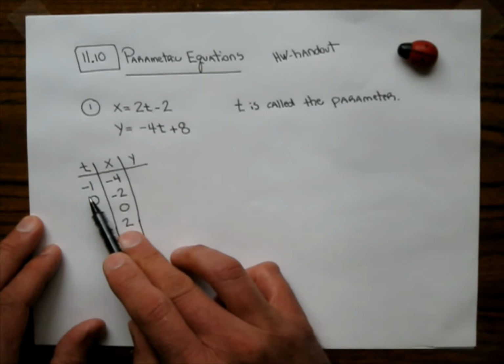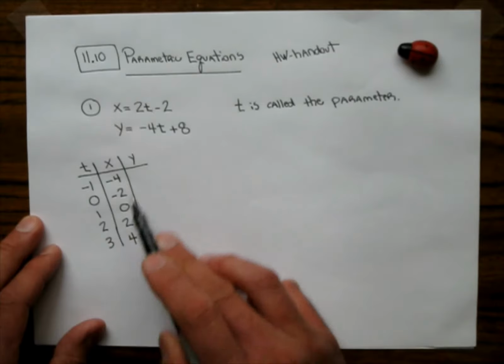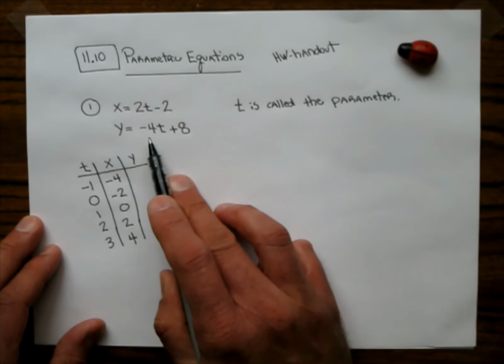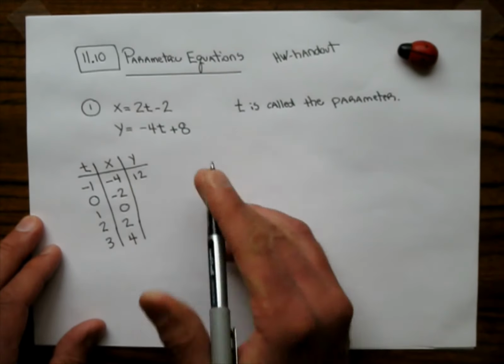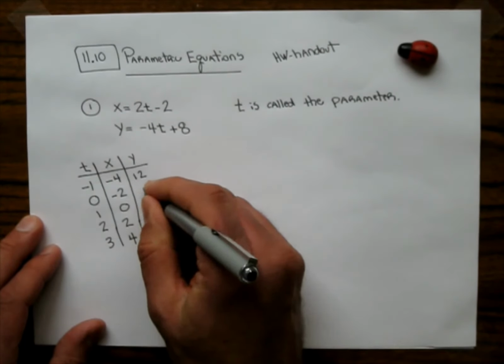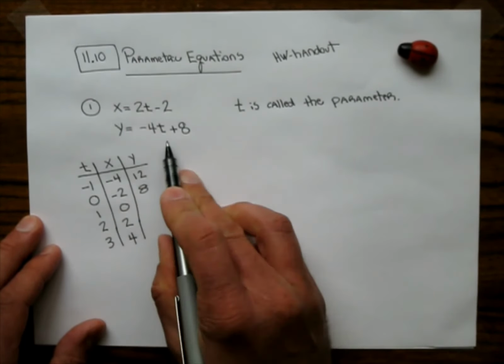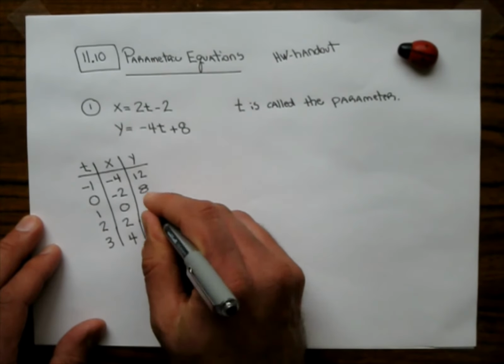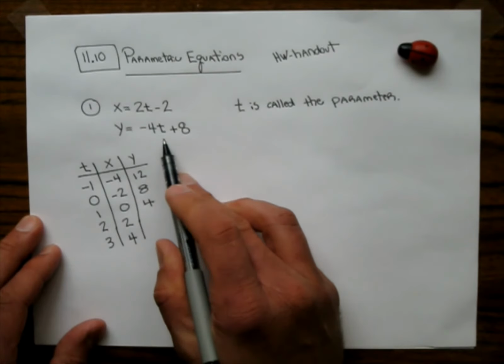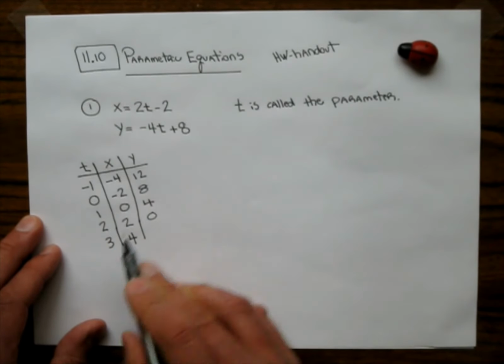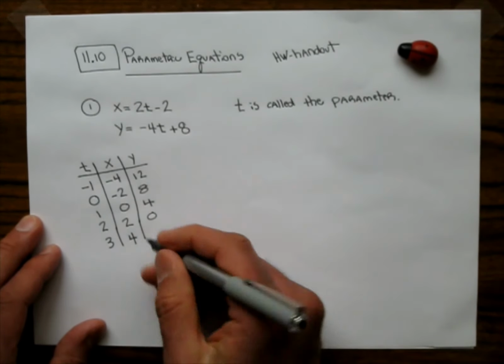So now I'm going to let t equal -1 and all those values in the y equation. So t is -1, I end up getting 12. T is 0, we have 8. T is 1, I have 4. T is 2, I end up having 0. And t is 3, we have -4.